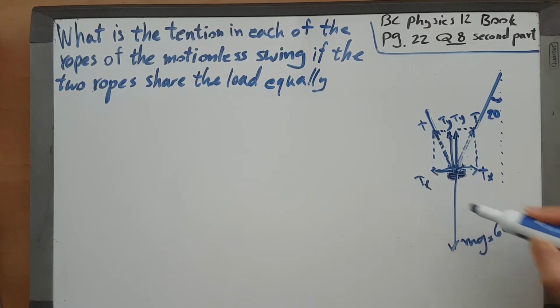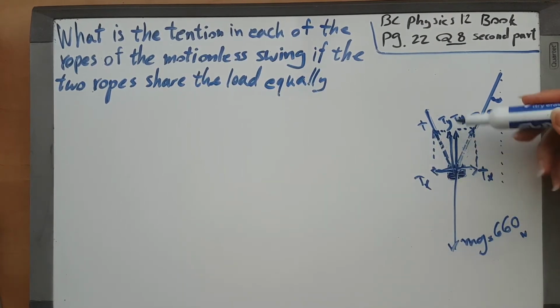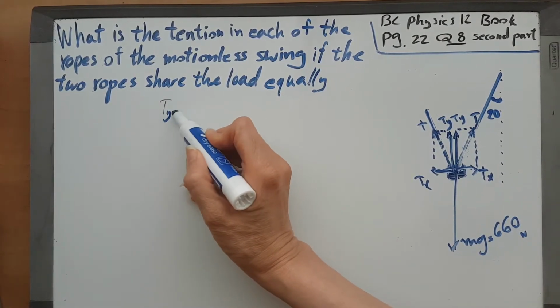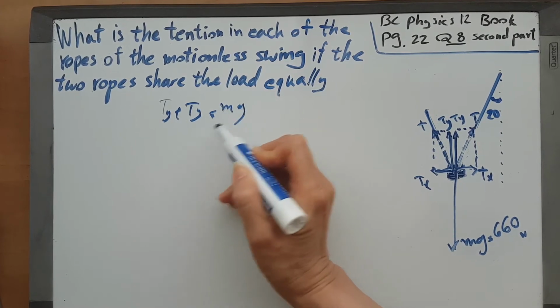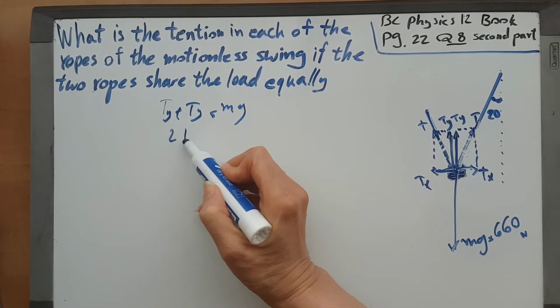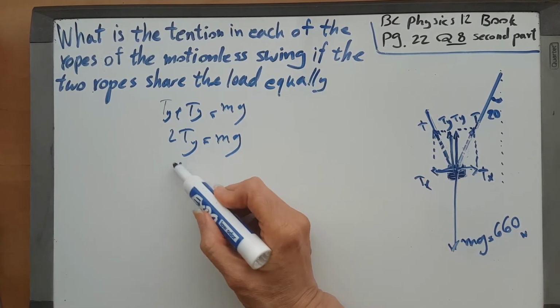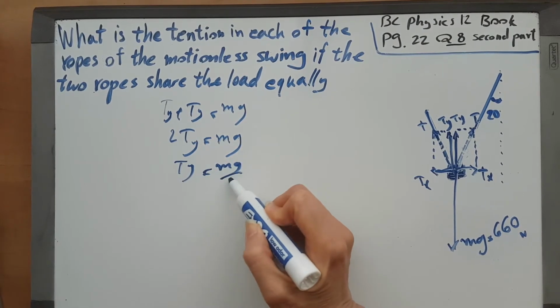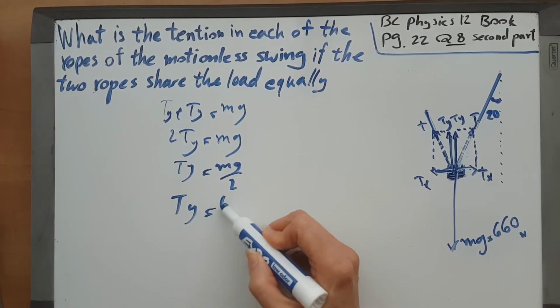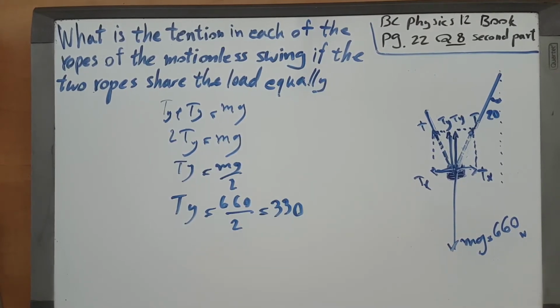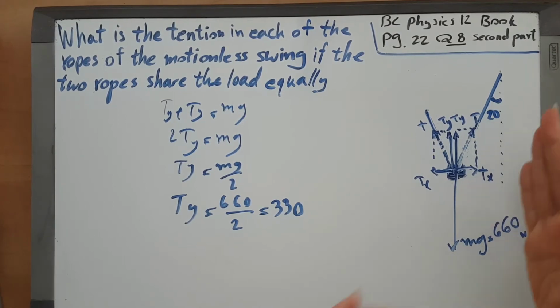Tx's will cancel each other, but the Ty's add up to make up for the mg. So the Ty plus Ty equals mg, because they are equal, 2 Ty's equals mg, and therefore the Ty equals mg divided by 2, so the Ty equals 660 divided by 2, which is 330.